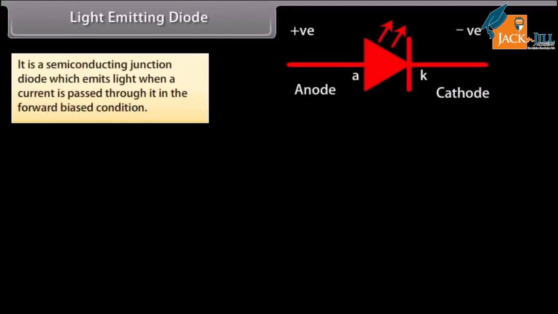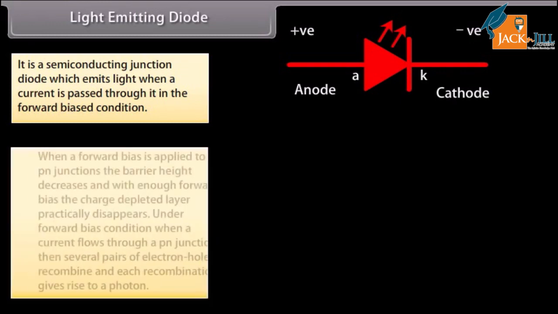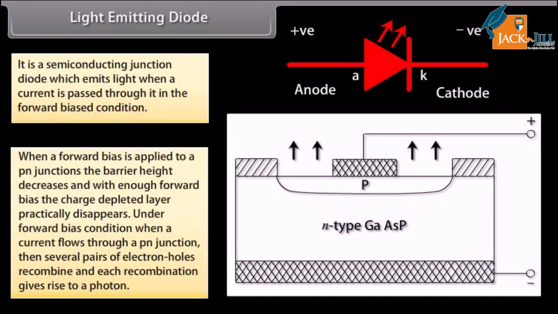Light-emitting diode. It is a semiconducting junction diode which emits light when a current is passed through it in the forward-biased condition. It is a p-n junction made of gallium arsenide, GaAs, or some other suitable semiconducting material. The P layer is made thin so that light energy may reach the charge-depleted region after traveling a very short distance. When a forward bias is applied to a p-n junction, the barrier height decreases, and with enough forward bias, the charge-depleted layer practically disappears.